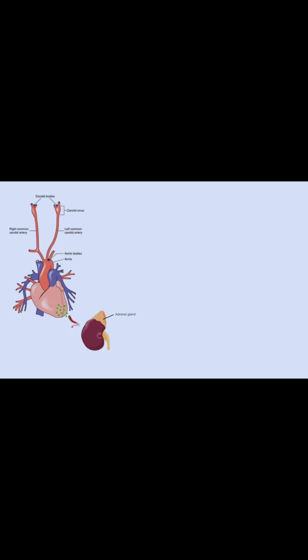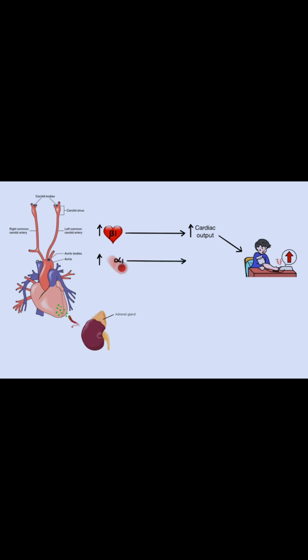So, activation of beta-1 receptors causes increase in heart rate and stroke volume and thus increased cardiac output, which leads to increase in blood pressure. On the other hand, activation of alpha-1 receptors on smooth muscle causes vasoconstriction and thus increase in vascular resistance, which again leads to increase in blood pressure.